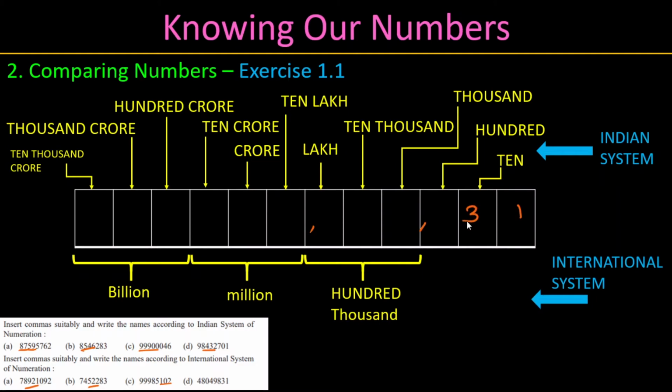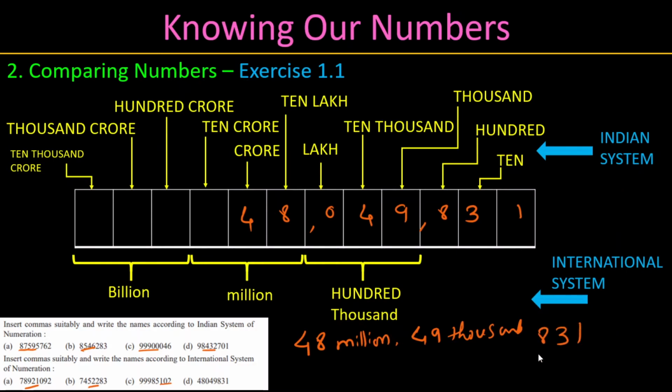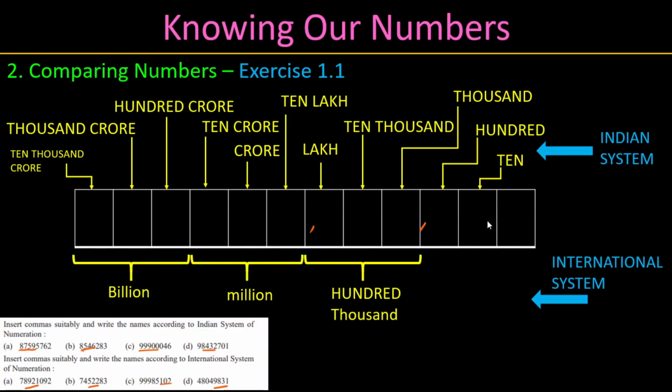1 3 8 9 4 084. This is once again a number that comes under million. This is the 10th position. Here it is 48 million, 49,831, like that. Okay, so we have to type like that. So next we will go to the next exercise.